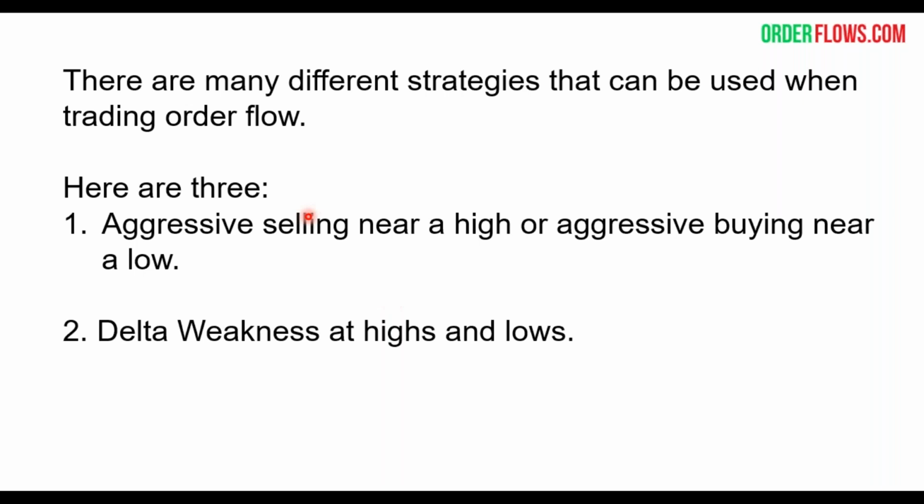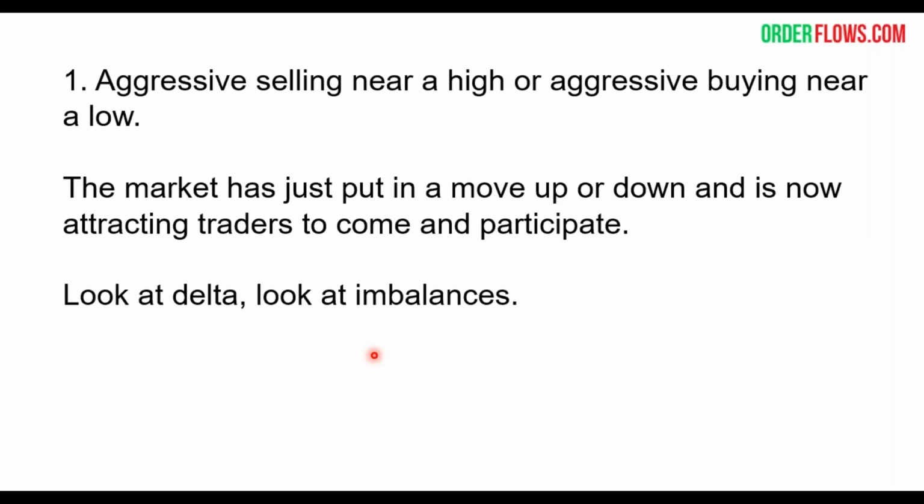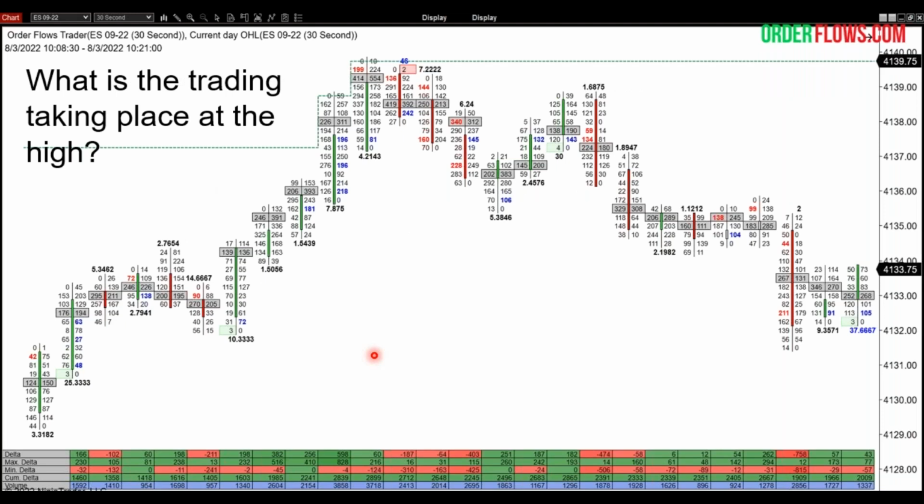But here are 3. There's actually 2. Aggressive selling near a high or aggressive buying near a low. Delta weakness at highs or lows. So there's 2, right? Aggressive selling and delta weakness. So aggressive selling near a high or aggressive buying near a low. The market has just put in a move up or down and is now attracting traders to come in and participate. Look at the delta, look at the imbalances.